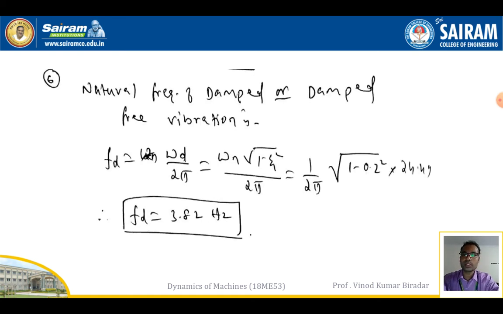Okay, the sixth one is the natural frequency of damped free vibration. f d is equal to omega d divided by 2 pi, just replacing n with d in the formula. So this is equal to omega n square root of 1 minus zeta square divided by 2 pi, which is 1 by 2 pi times square root of 1 minus 0.2 whole square times 24.49. Therefore the damped frequency is equal to 3.82 hertz.